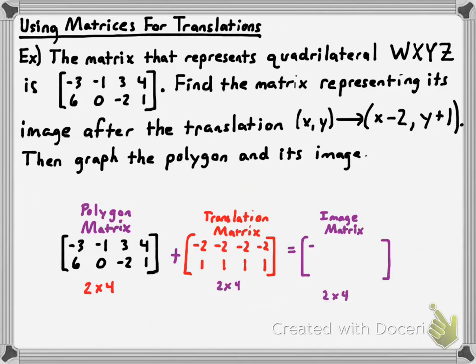All right, so -3 plus -2, -1 plus -2, 3 plus -2, and 4 plus -2. Those are going to be the x coordinates for our images. And then we're adding 1 to all of the y coordinates. So 6 plus 1, 0 plus 1, -2 plus 1, and 1 plus 1. Excellent. Now let's go ahead and do the graphing.